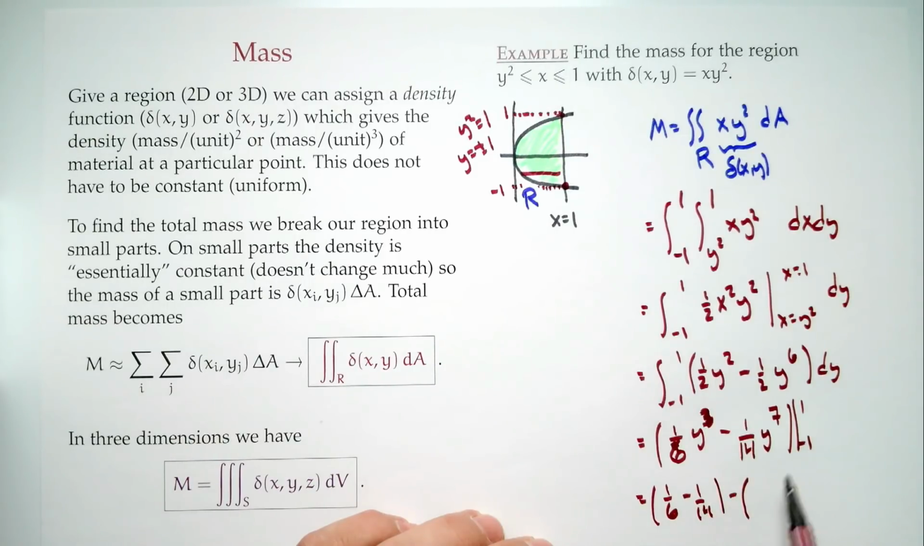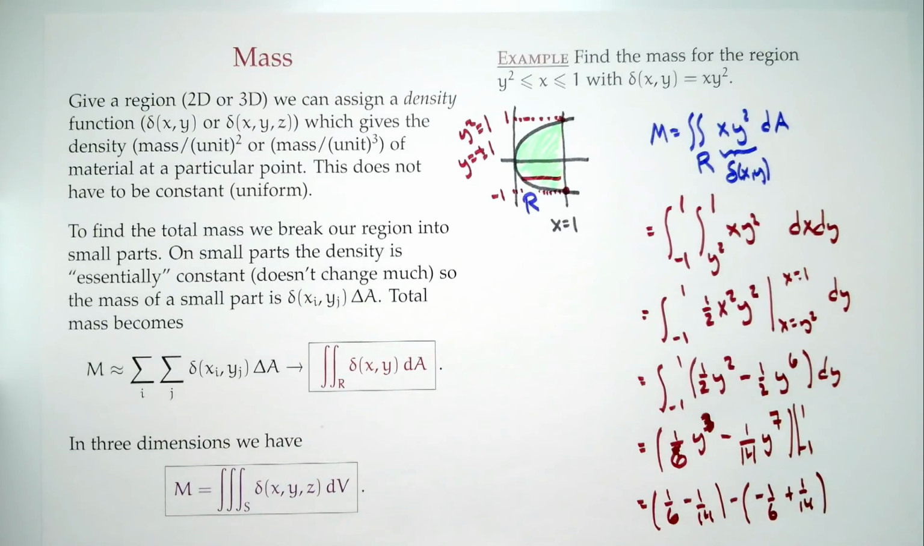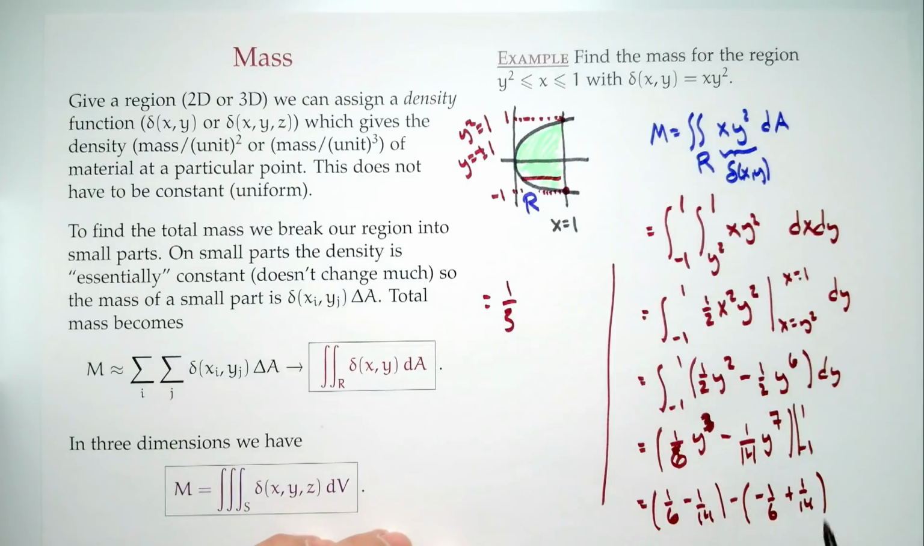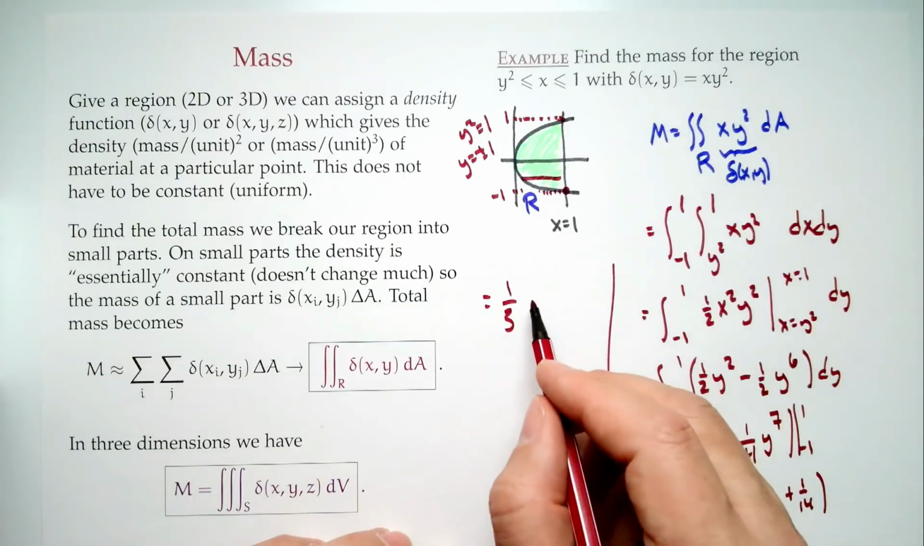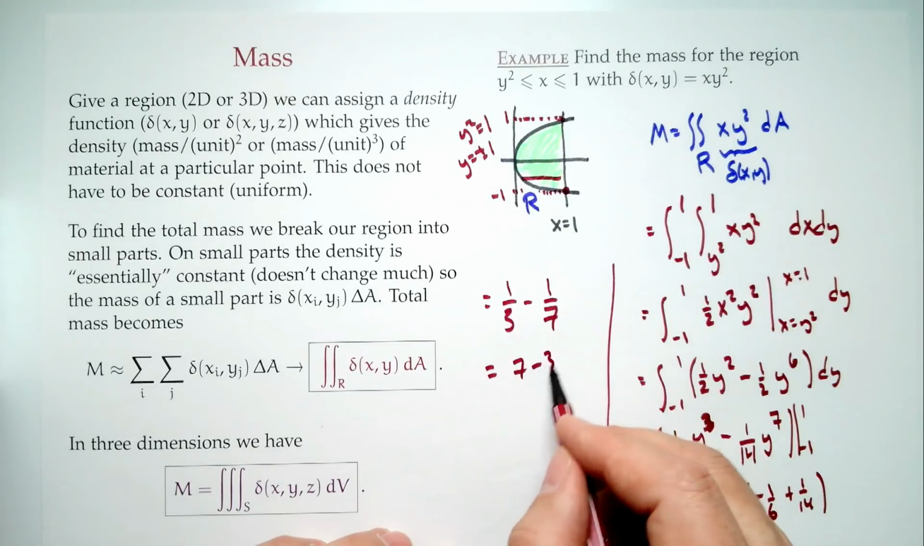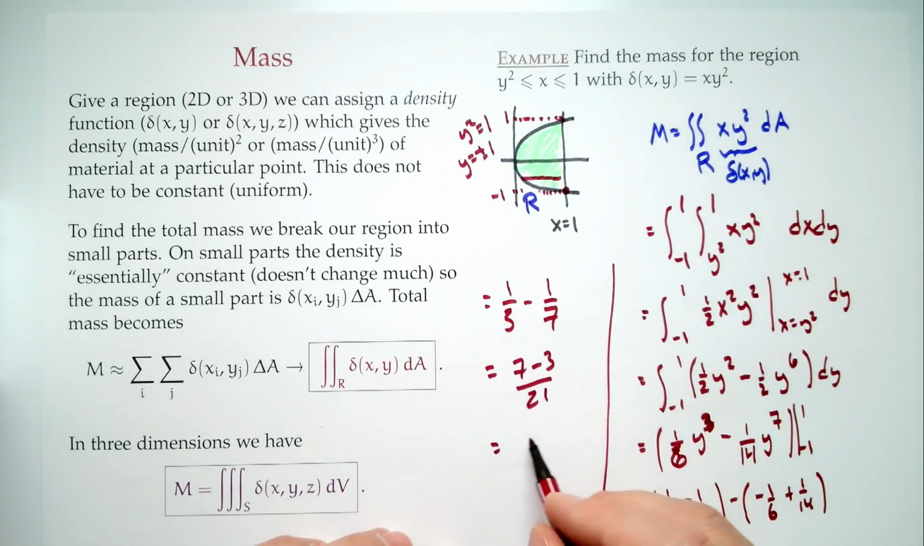Subtract and plug in a negative. It'll be -1/6. And then it'll be plus 1/14. Well, 1/6 minus minus 1/6 becomes 1/6 plus 1/6, which is 2/6, or 1/3. Minus 1/14, minus another 1/14, minus 2/14, minus 1/7. So this becomes 7 minus 3 over 21, which would be 4/21.